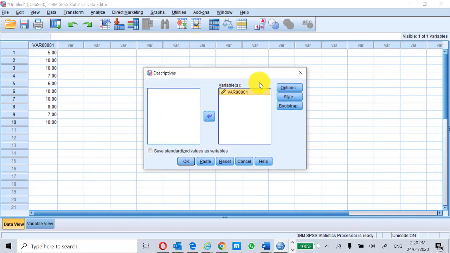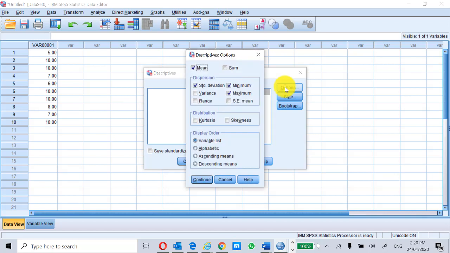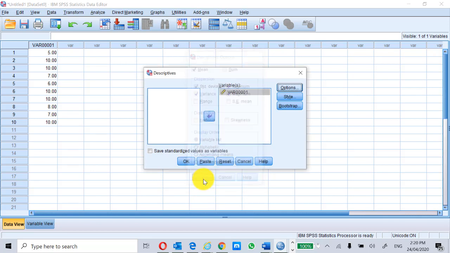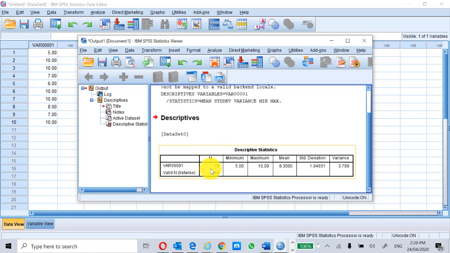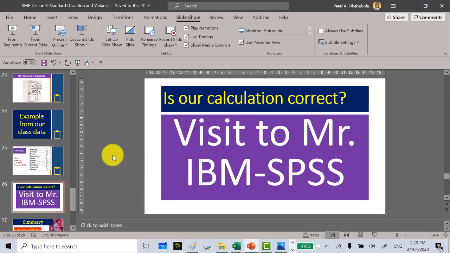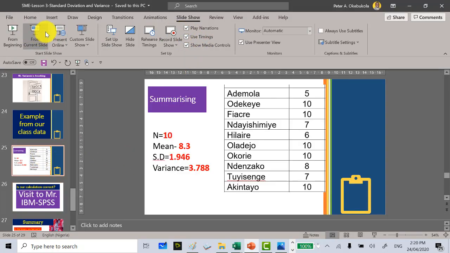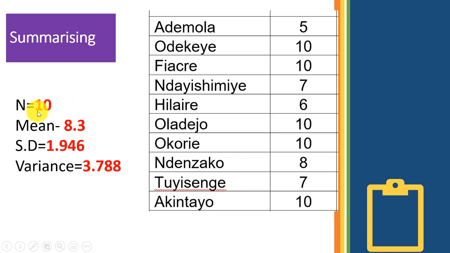That's actually the score and discussion forum. We look at the options. We want the mean, we want the standard deviation, we also want the variance. Let's go. Yeah, so here we go. So it has told us that our n is 10. Are we correct? Let's check. Yeah, okay, let me put a slideshow from here. So our n is 10, so we're correct.